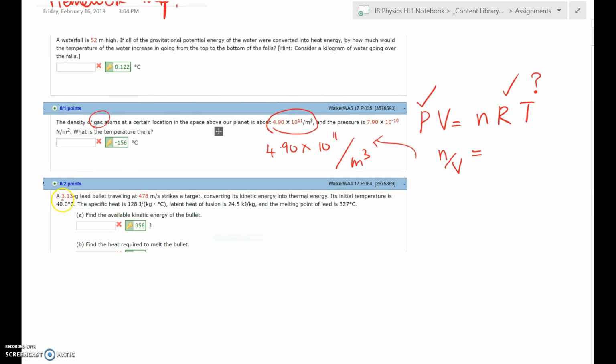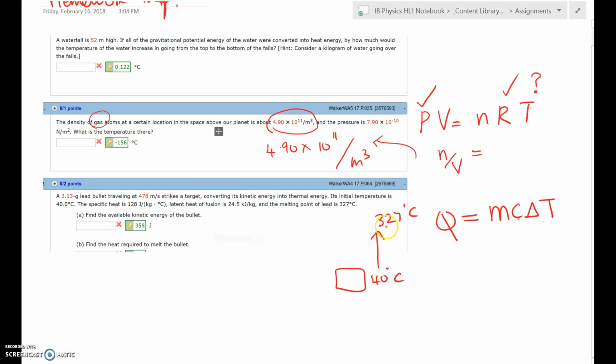And then on the next question it says a lead bullet is traveling at a certain speed and strikes a target, and all its kinetic energy is converted to thermal energy. You have its initial temperature and the specific heat and the latent heat of fusion and its melting point. So the piece of lead is at 40 degrees Celsius. It's not going to melt at 40 degrees Celsius. So if you want to melt lead, you first have to increase the temperature from 40 to 327 degrees Celsius. Heat supplied in order to increase the temperature of a substance is mcΔT. If you know the mass of the lead, the specific heat capacity, and the increase in temperature which you want to accomplish, you can calculate this.